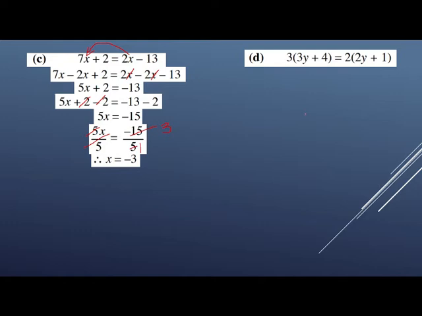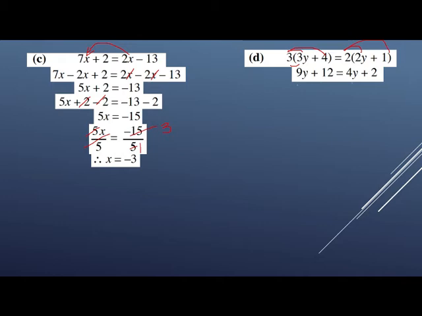Yes, now we have the D part. In the D part, they are saying that 3 times (3y plus 4) is equal to 2 times (2y plus 1). What you have to do first, this is the distributive law, so you have to multiply. When we have any value outside the bracket, we multiply with the first term, then multiply with the second. Similarly here we do the same thing. So you will get 3 3s are 9, 3 4s are 12, 2 2s are 4, and y as it is, and 2 1s are 2.